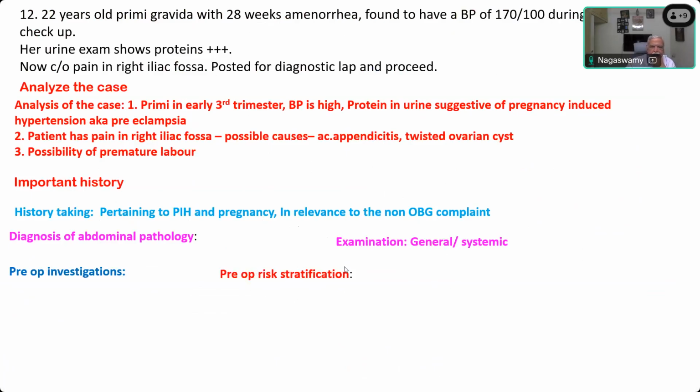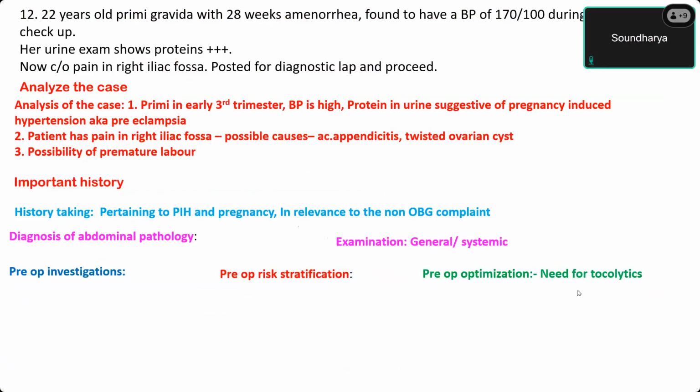And then risk stratification because of the preeclampsia, mild, moderate, or severe. What is the pre-optimization? Need for tocolytics has to be thought of because there is a risk of premature labor. What are the tocolytics that can be used? Magnesium sulfate. Nifedipine can be the drug of choice. Patient has high BP also. Sir, magnesium sulfate is the drug of choice because it acts both mainly to prevent seizure as seizure prophylaxis, but that also will have a tocolytic effect.